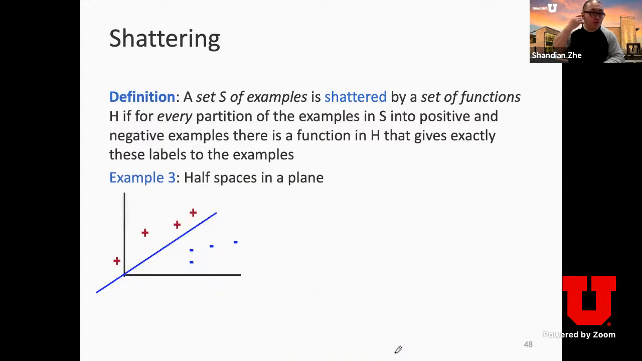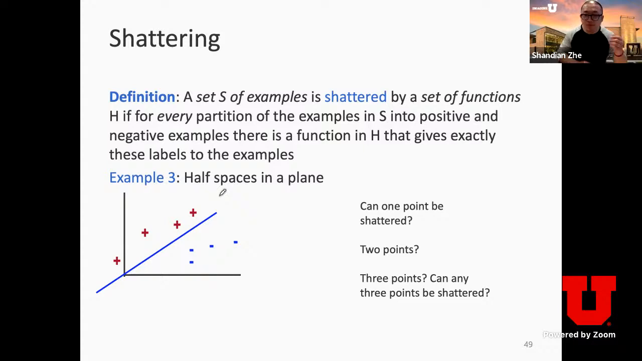Right? So if we look at a third hypothesis space, which is familiar to everybody, we're talking about linear classifiers, or linear classification boundaries in a plane, which are really referred to as half spaces. You can show that linear classifiers can shatter 1 point, can shatter 2 points. We have checked this before, right? And how about 3 points?